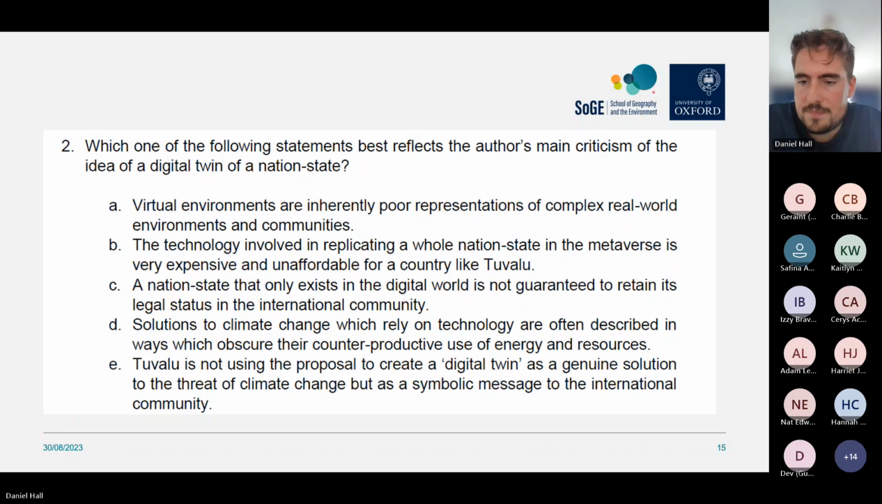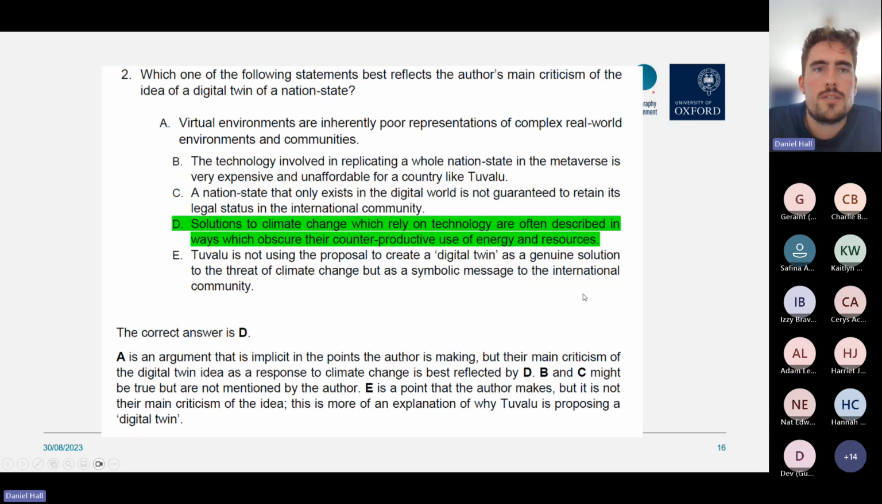D. E. Another D. Another D. All right, so we've got mostly D's, a couple of E's for that one. The correct answer is D. D being solutions to climate change, which rely on technology, are often described in ways which obscure the counterproductive use of energy and resources.